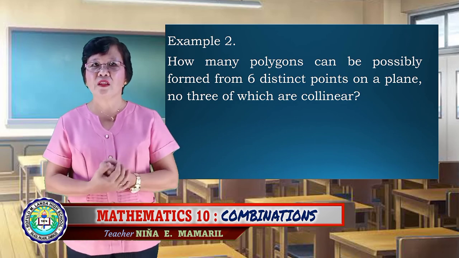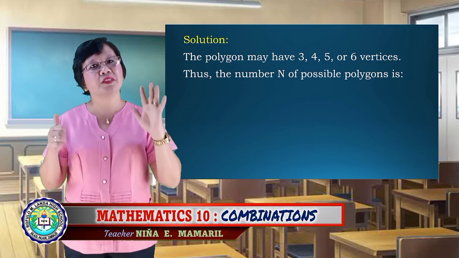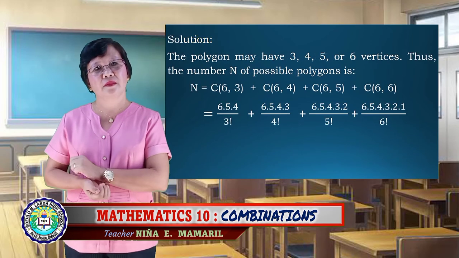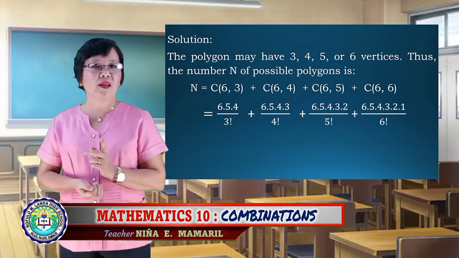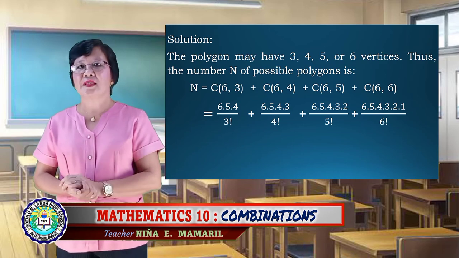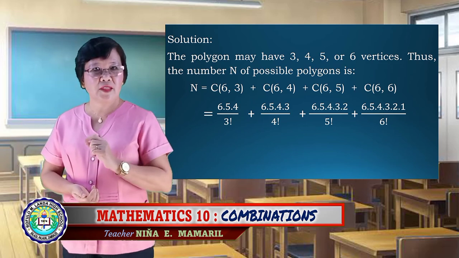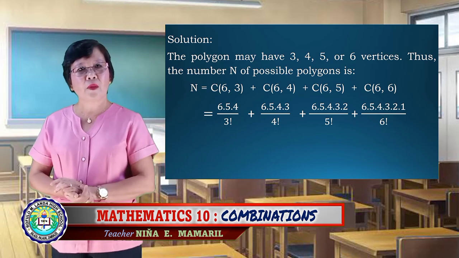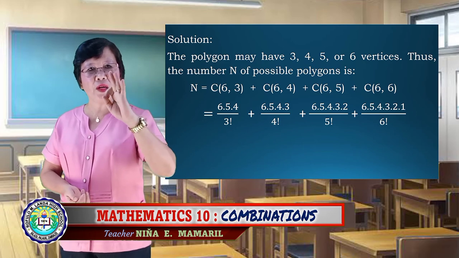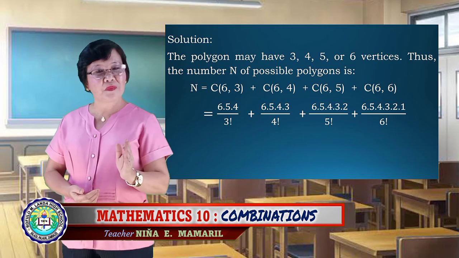So, on your given, let us proceed now to the solution. The polygon may have 3, 4, 5, or 6 vertices. Thus, the number n of possible polygons is this. n is equal to C(6, 3) plus C(6, 4) plus C(6, 5) plus C(6, 6). Okay, let us continue solving. We have now 3 taken at a time, meaning we have 6 times 5 times 4. And 3 taken at a time will be our denominator, 3 factorial. Did you get it? Okay, very good.